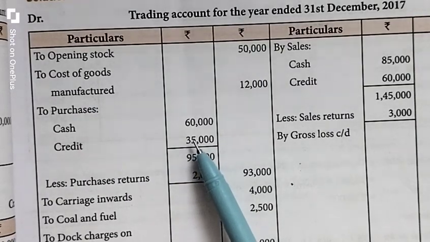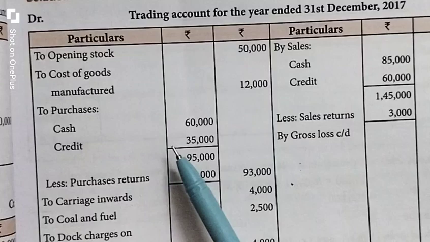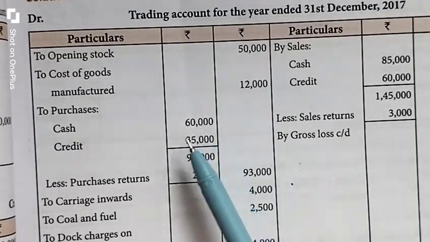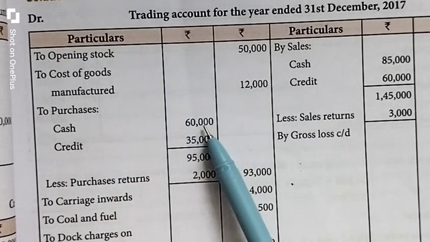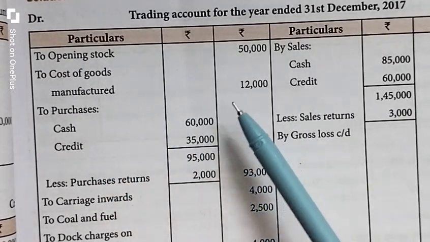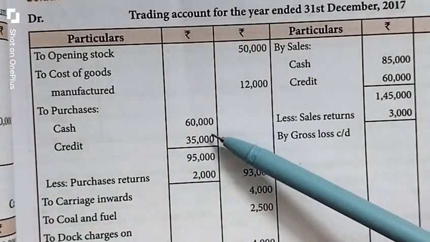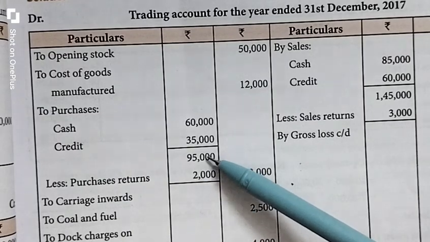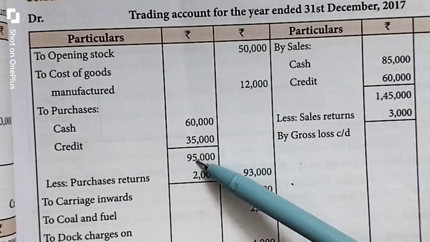So cash purchases is 60,000 and credit purchases amount is 35,000, entered in the inner amount column. We have to add both amounts: 60,000 plus 35,000, we get 95,000. That 95,000 too we enter in the inner amount column.